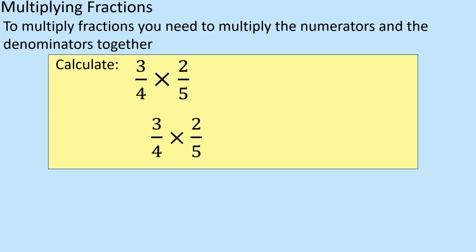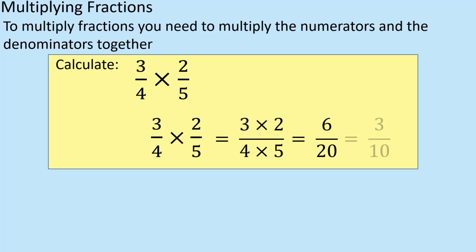So you're going to times the top two. So 3 times 2 is 6. And then 4 times 5, which is 20. And then of course, like any fraction, you should look to try and simplify it, which this one clearly does, which is going to be 3/10. All right, and that's it. That is multiplying fractions. You times the top two, times the bottom two.